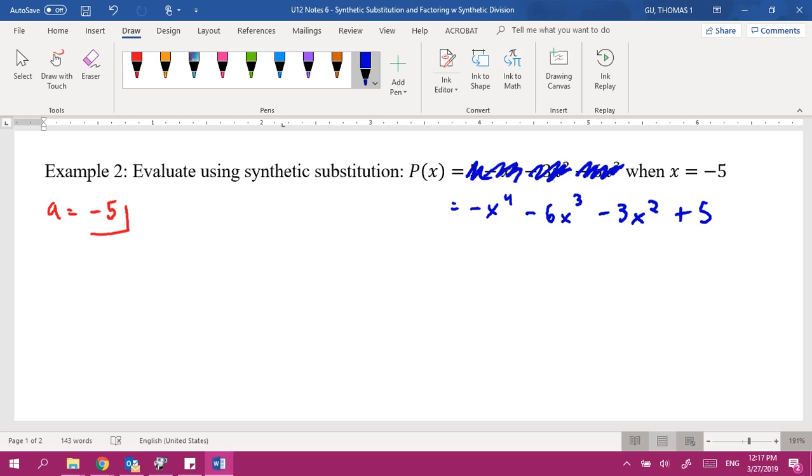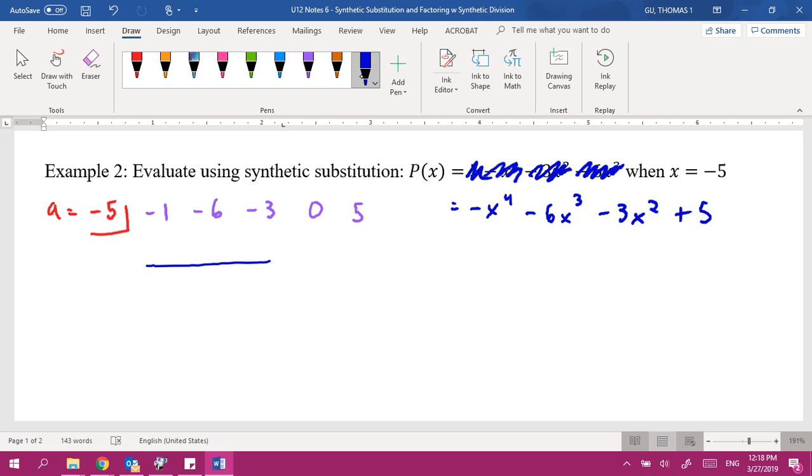So let's write our coefficients down. What are my coefficients gonna be? -1, -6, -3. And 5. Wait a second. What am I missing here? The x, right? This should be 0. I don't see an x term, so it's going to be 0. And then 5. There we go.